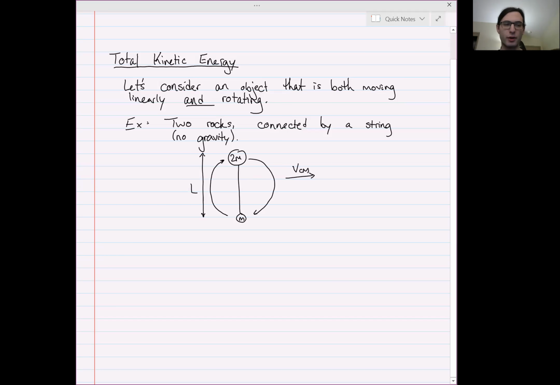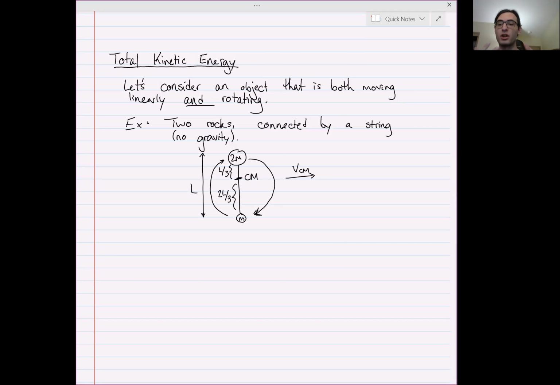Now let's just think about this for a moment. Where should the center of mass be? Well, there's twice as much mass on top than there is on bottom. So we would expect that the center of mass should be twice as close to the larger mass than it is to the smaller mass. And in fact, that's exactly correct. The center of mass is right about here. This distance would be L over 3. This distance would be 2L over 3. And you can double check by doing the center of mass calculation if you want. But that is the center of mass.